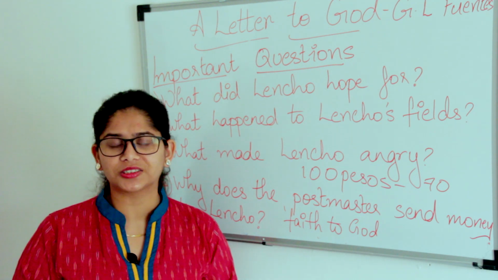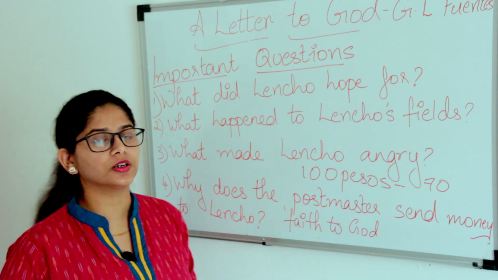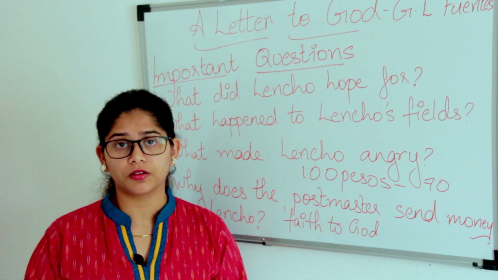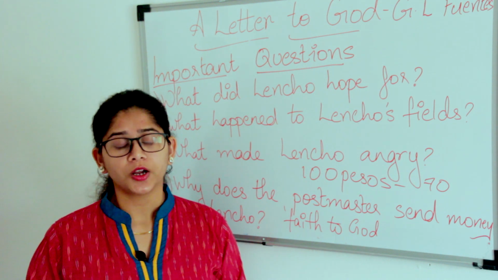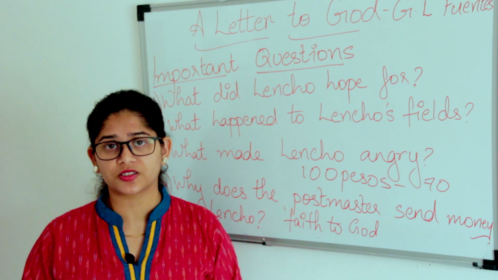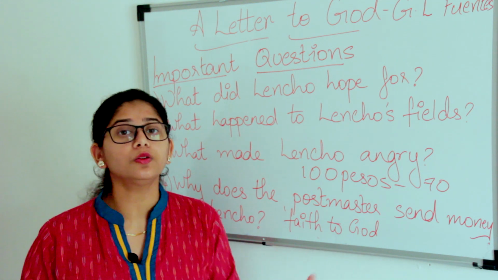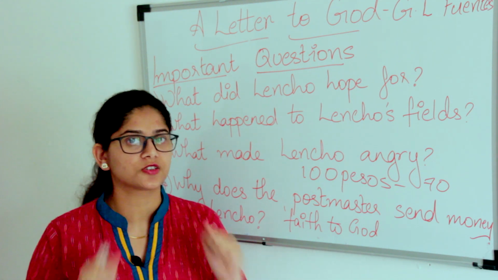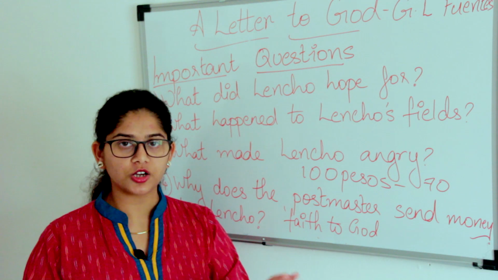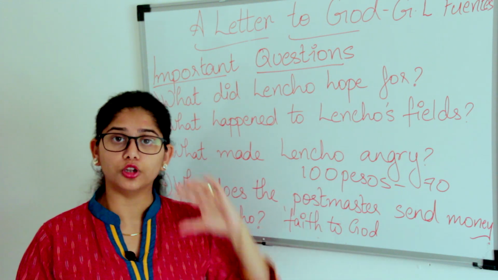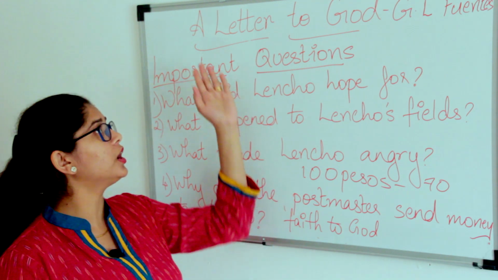There was also one more question which I did not include, which can also be part of the last question. The question is: why did the postmaster sign the name of God, and why didn't he write postmaster? Why did he write God and not the postmaster's name as a signature? The reason is he was so amused by Lencho's faith towards God that he didn't want to shake his beliefs, his faith. He wanted to ensure that Lencho's faith remains like that. Because of that, he signed as God and not postmaster. So these were the important questions from the chapter A Letter to God.